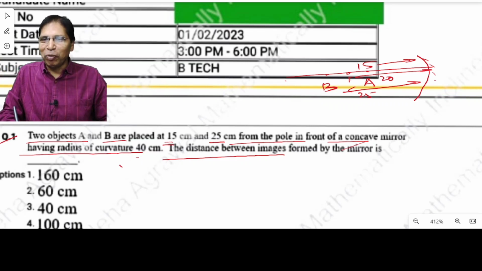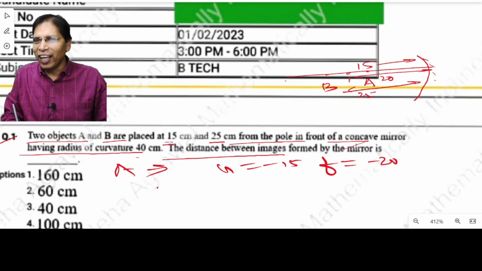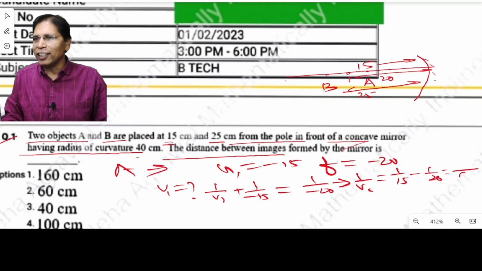Now first of all for A. Here u equals minus 15, f equals minus 20. Therefore v is the question mark. Suppose this is v1, this is u1. So 1/v1 plus 1/(minus 15) equals 1/(minus 20). So 1/v1 equals 1/15 minus 1/20. 60 is the LCM, so this is 4 minus 3. So v1 is equal to 60.